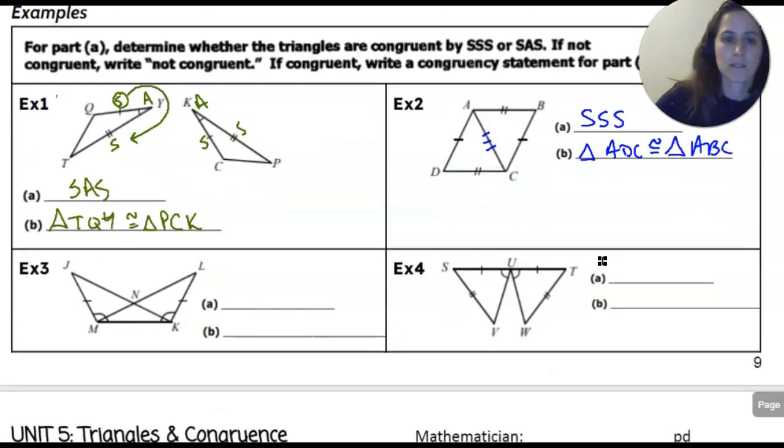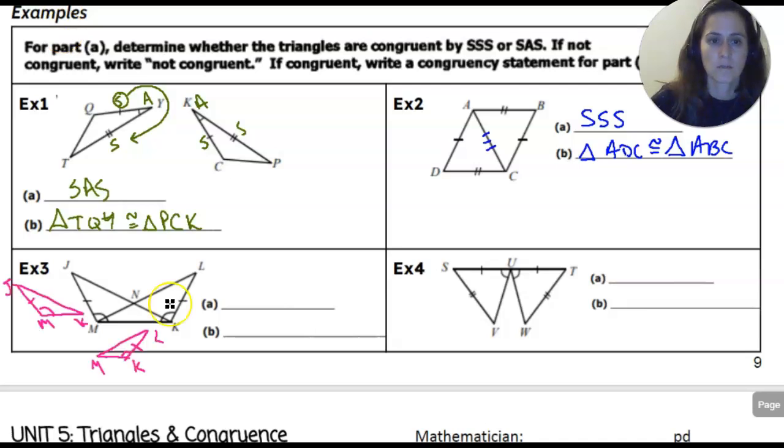Example number 3. So this one's interesting because you have the triangle overlapping. If it's easier for you, feel free to separate and relabel the drawings. You can see in the picture and when we redrew it that MK and MK are labeled twice in both drawings. So then this segment has to be congruent to itself because it's the exact same segment in both triangles. It's overlapping on top of itself. So by reflexive property, MK is congruent to KM.